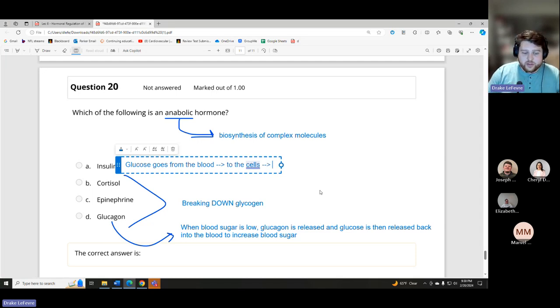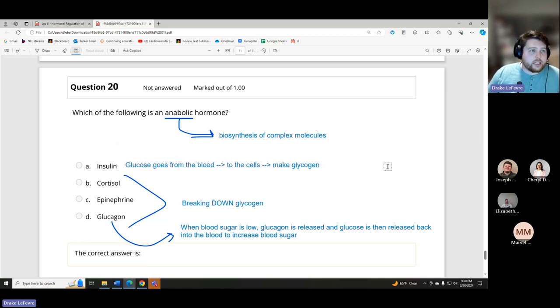And once we have a bunch of it in, we make glycogen, right? So right there's the key. We are synthesizing, we're biosynthesizing glycogen. So insulin is an anabolic hormone, which would mean all three of these are not. Do you remember what the opposite of anabolic is?